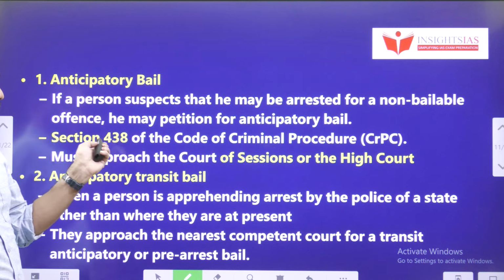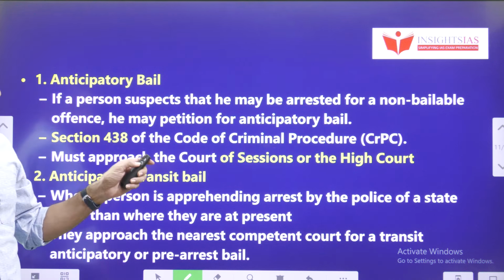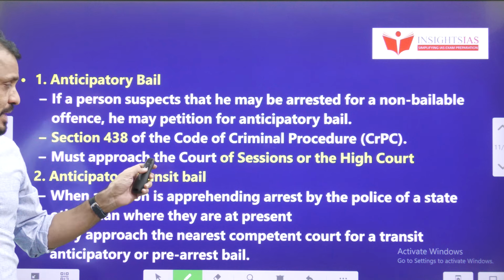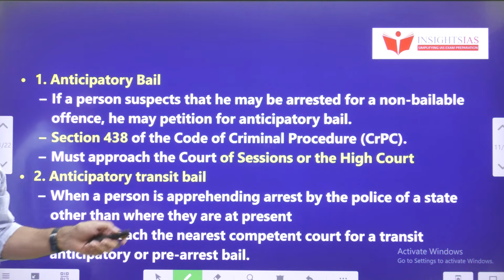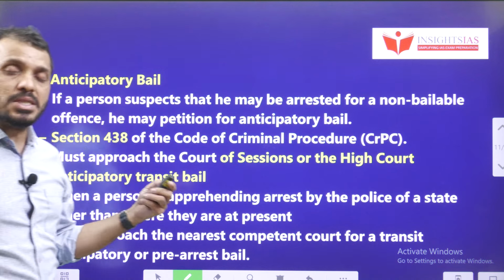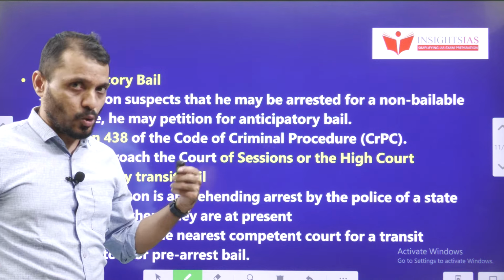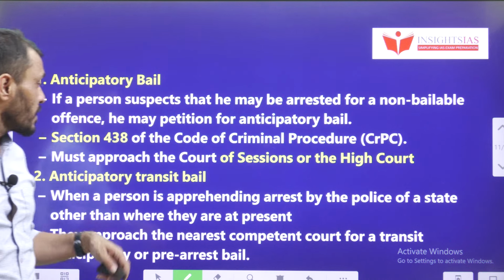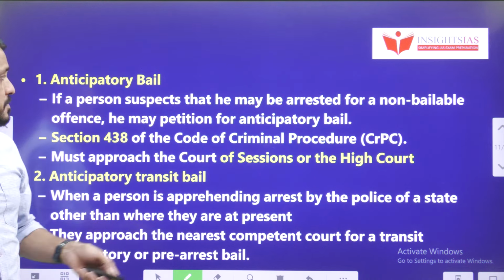Next, anticipatory bail. According to section 438 of the CrPC, generally anticipatory bail will be given by the Sessions Court or the High Court. Anticipatory transit bail. This is applicable only when a person is arrested by the police of another state, not their own state. Then anticipatory transit bail is applicable.